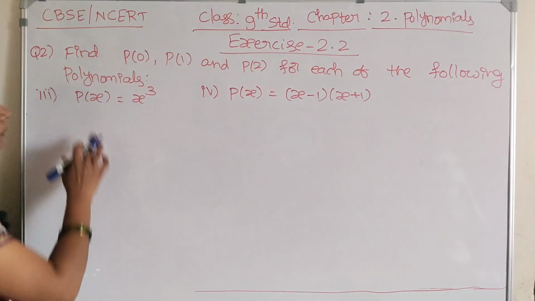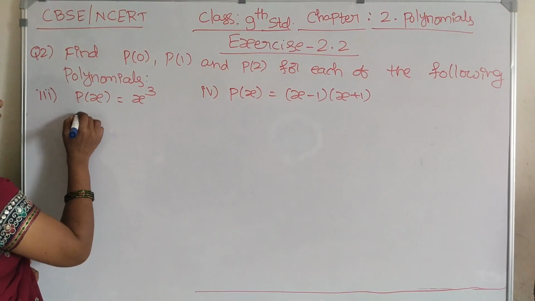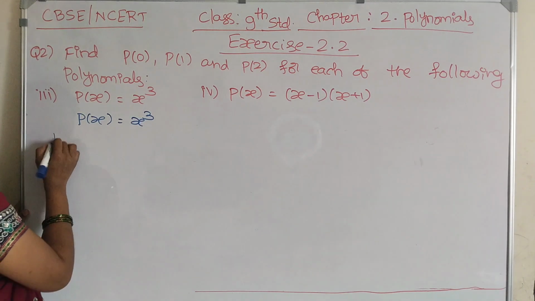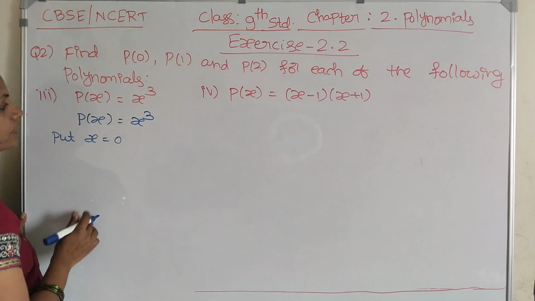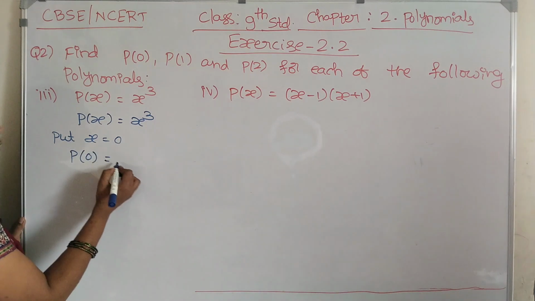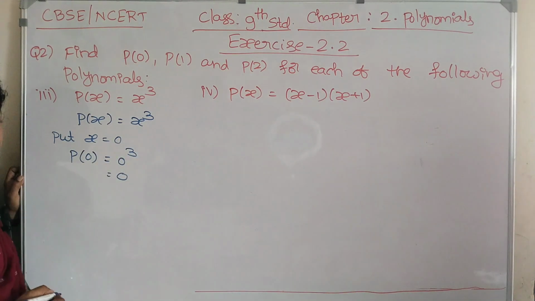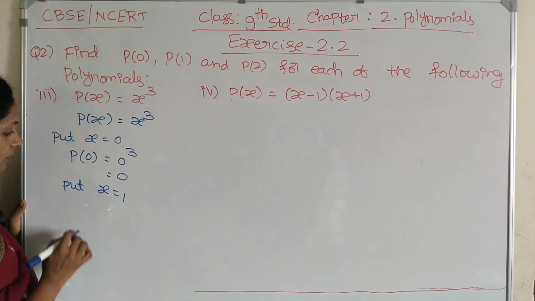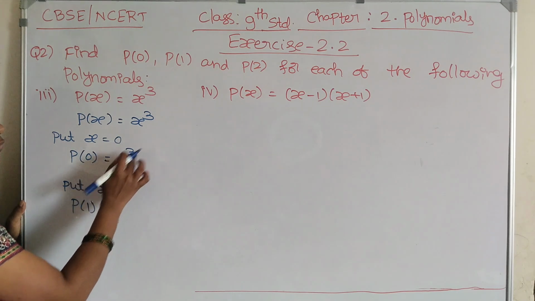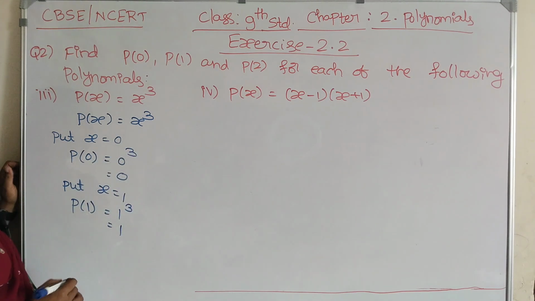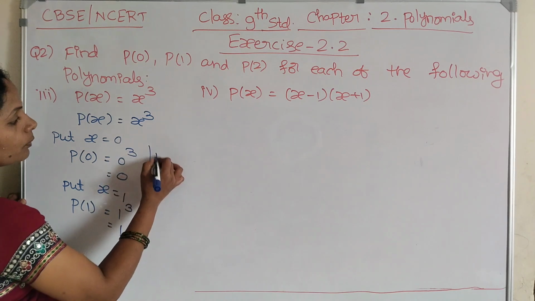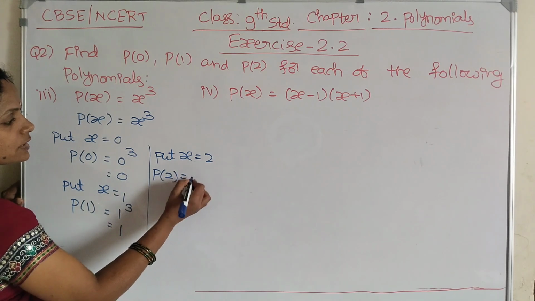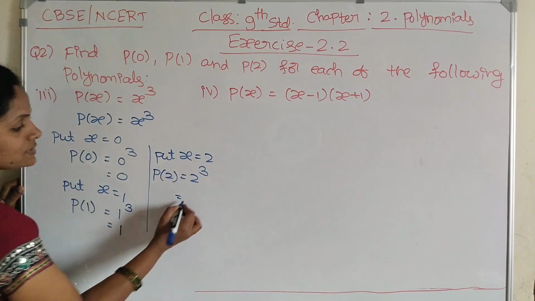The third one is P of x is equal to x cube. We have to put x is equal to 0 first. P of 0, 0 cube means 0 it is. Next, put x is equal to 1. P of 1 is equal to 1 cube, which is 1. Then put x is equal to 2. Then P of 2 is equal to 2 cube. 2 cube is 8.